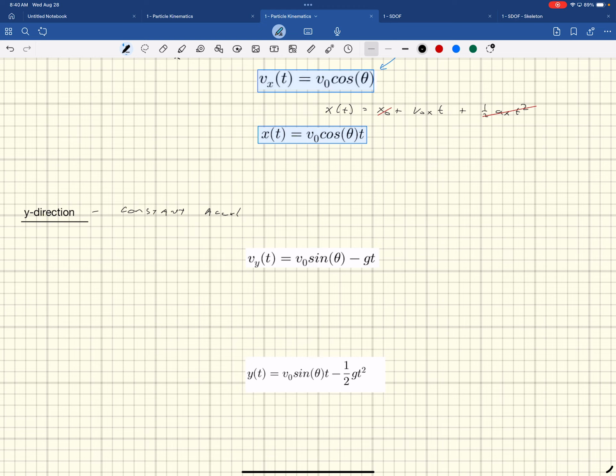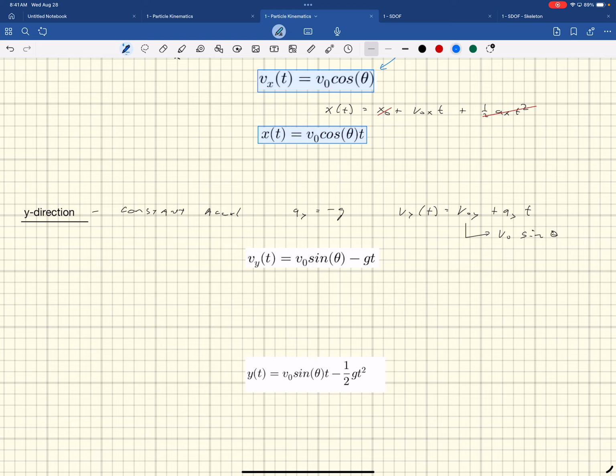Constant acceleration, right? In this case, AY is equal to negative G. So VY is a function of time, again constant. It's going to be V naught Y plus AY times T. Now this V naught Y is just going to be V naught times sine of theta. It's the Y component of that initial velocity. AY is just negative G.